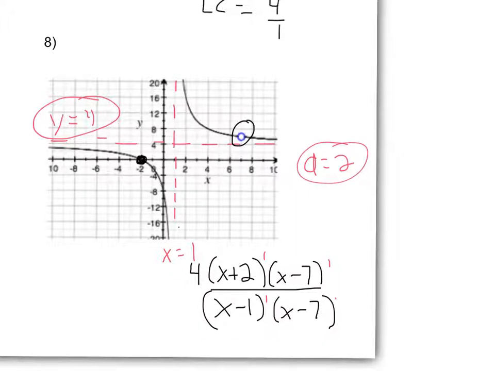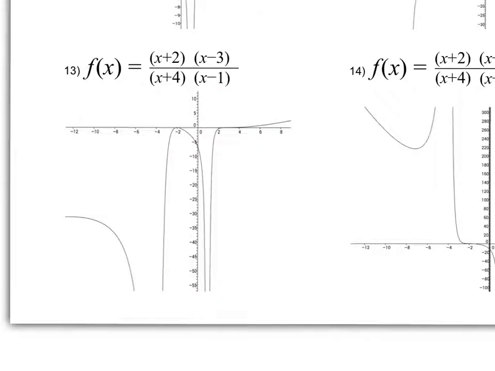Then if you were to distribute everything out, you'd still end up with 4 over 1. Okay? And then, of course, again, you can always check on Desmos, check on your graphing calculator, and make sure that the equation looks like the graph.